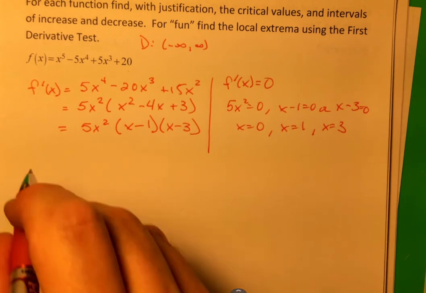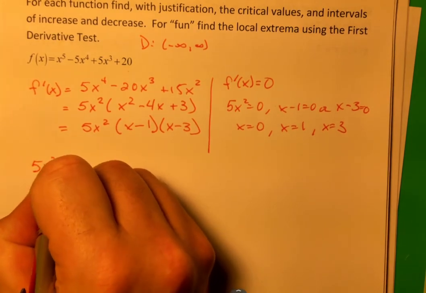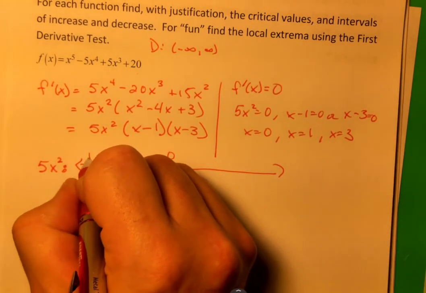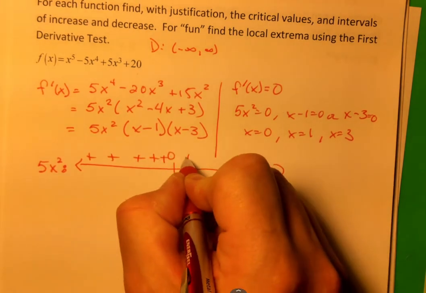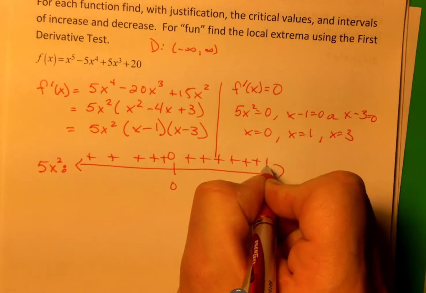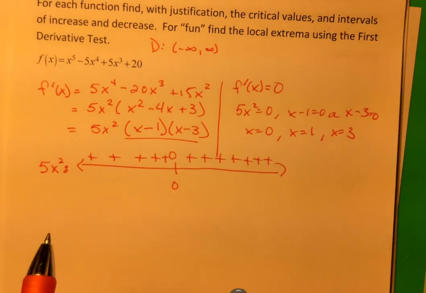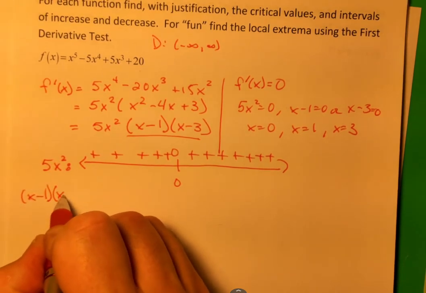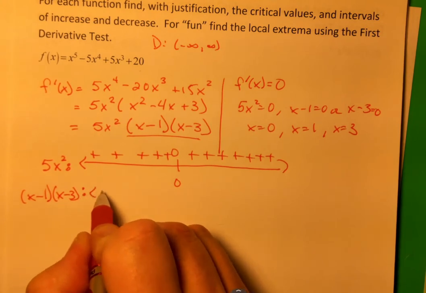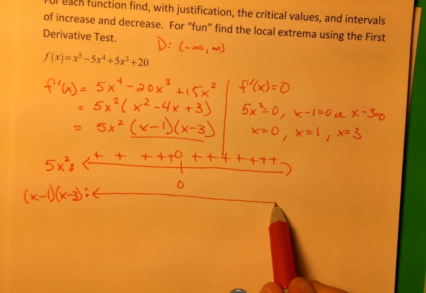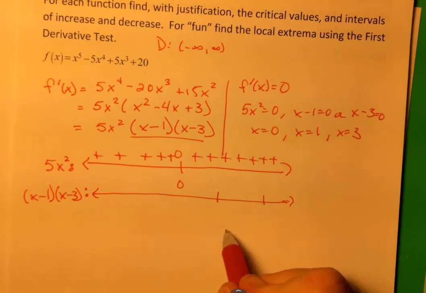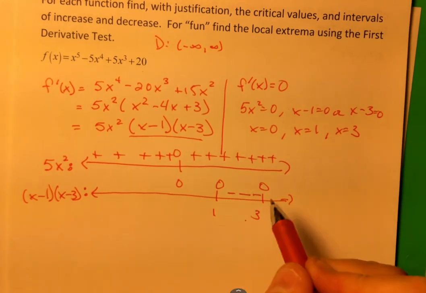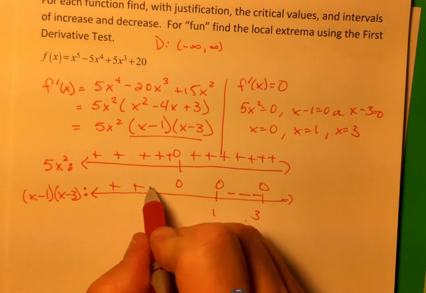Now I'm going to build a number line, and I'm going to do this a little bit differently than before. 5x squared is a parabola. Its 0 is 0, but it's positive everywhere else. Then I'm going to go back to algebra 1, and look at the parabola y equals the product of x minus 1 times x minus 3. That parabola opens upwards. That means the vertex is between 1 and 3, underneath the axis, and outside of those zeros it's positive.